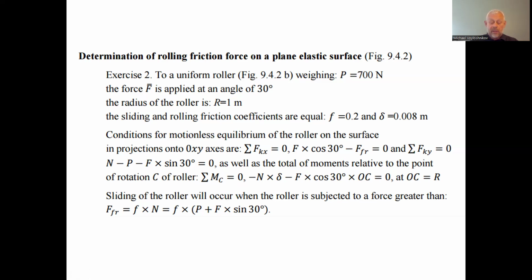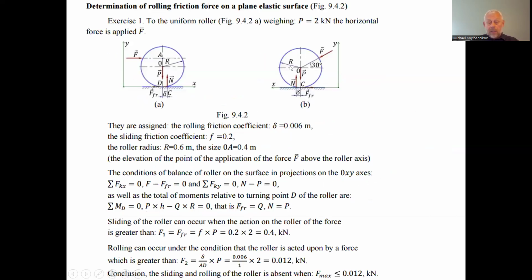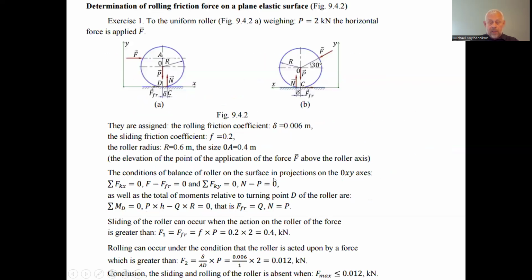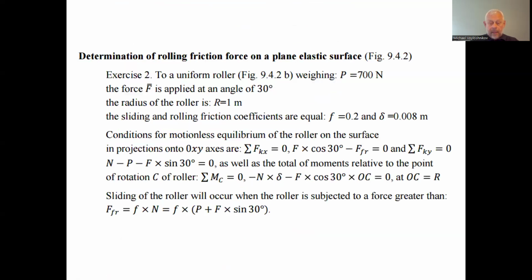OC is the arm of the rotation, this rotates. This is the total of the moments around the point C. Around the point C. Okay. And this could be the friction force too, with OC equal to R.